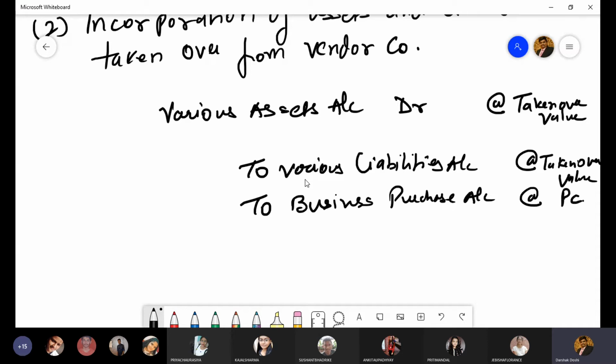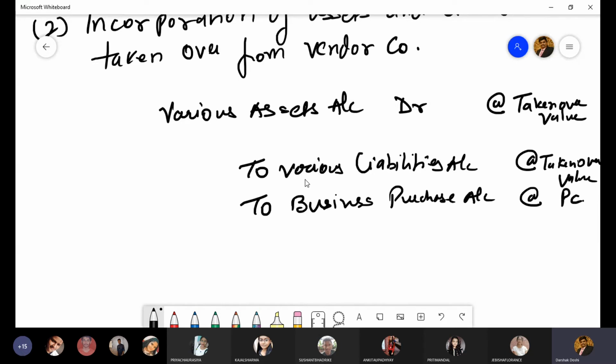We debit all the assets which are taken over at taken over value. Here I have written down various assets, but in the answer we write down building, plant and machinery, furniture, computer, stock, debtors, whatever is there. All those assets will be written down one by one, and the entry will be done at taken over value. Liabilities will be credited. So to various liabilities, debenture holders, or maybe creditors, bank loan, bills payable, etc. Whatever it is. All those liabilities which are taken over, to various liabilities taken over at taken over value, to business purchase account at purchase consideration.